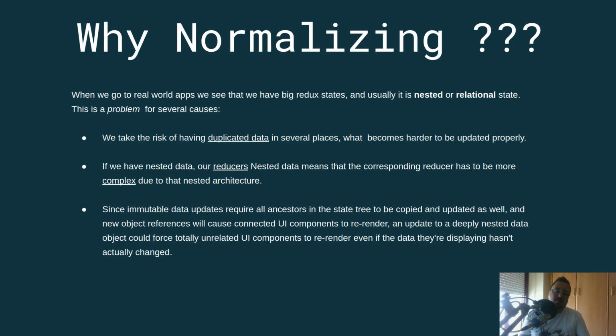So what's normalizing, or why does normalizing appear? Okay, you will see even in your project, the ones you have done or you are finishing, that your state becomes big very soon. And usually the state is not just an object with key values. It has nested values. It has a relational state. It becomes quite complicated. And when we have this kind of structures, we have the risk of duplicating the data.